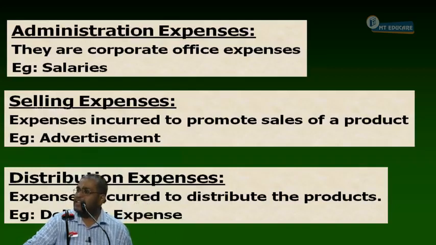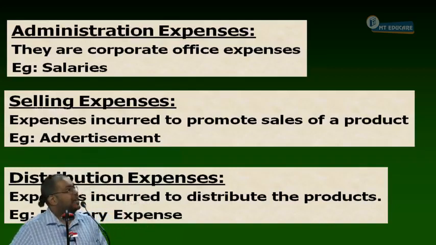Am I spending for manufacturing activity or administration activity or selling activity? That way it should be classified. Is that right or not?